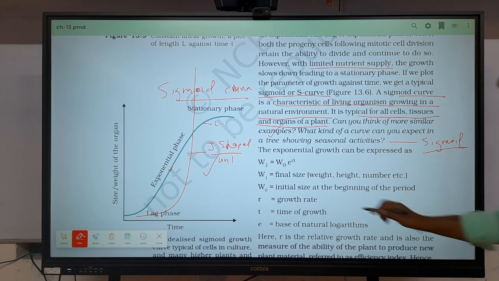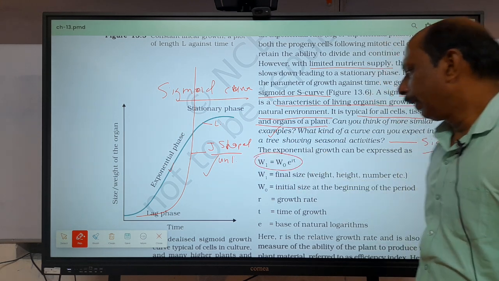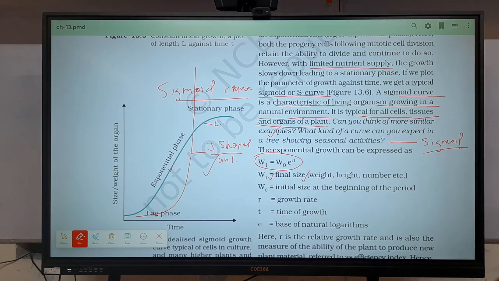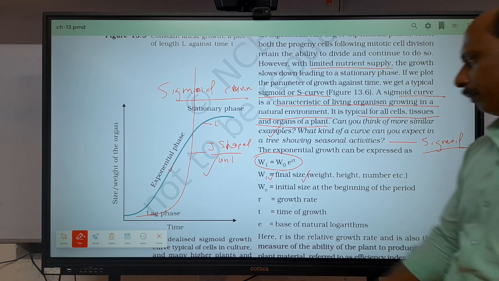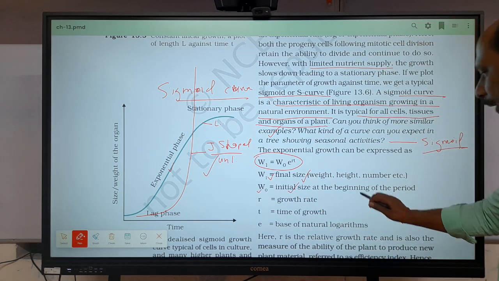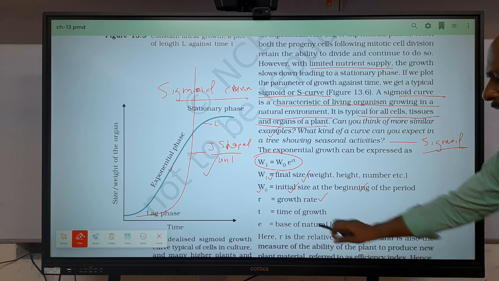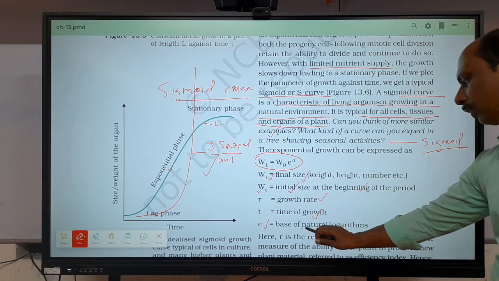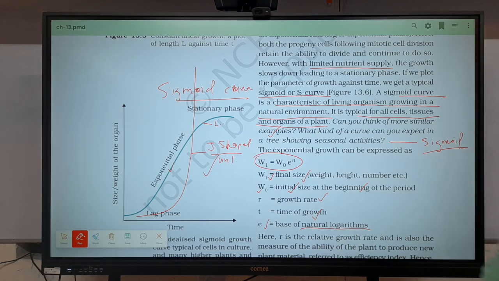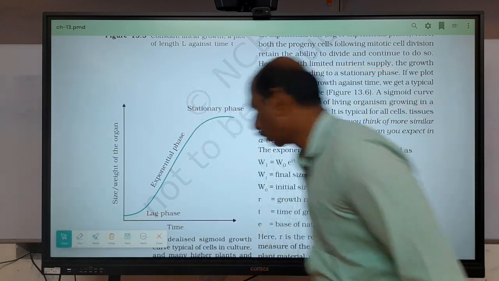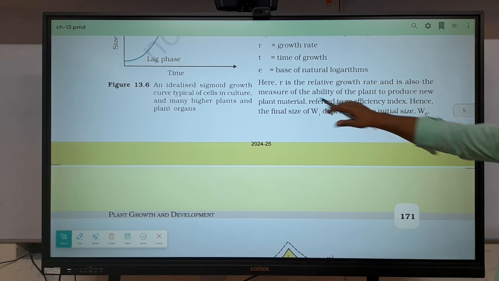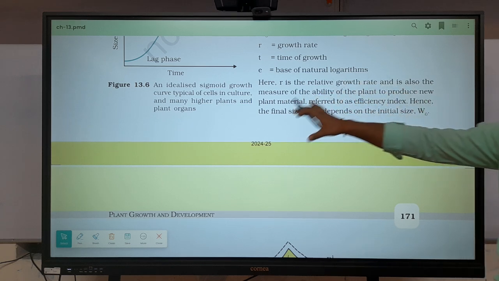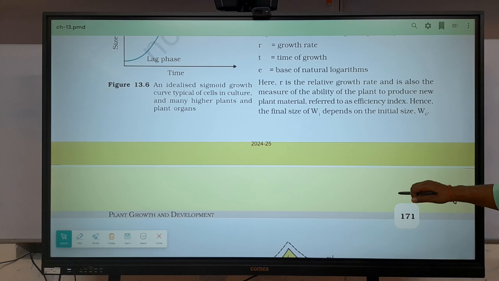The exponential growth can be expressed as W1 = W0 e^rt, in which W1 means the final size, either weight, height, number, etc., depending on our consideration. W0 means the initial size at the beginning of the period, r is the growth rate, t is the time of growth. Growth rate means per unit time, right? And e is the base of natural logarithms. Here r is the relative growth rate and is also a measure of the ability of the plant to produce new plant material, referred to as the efficiency index.